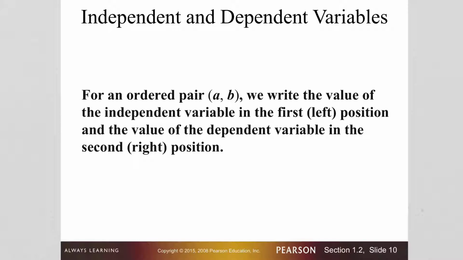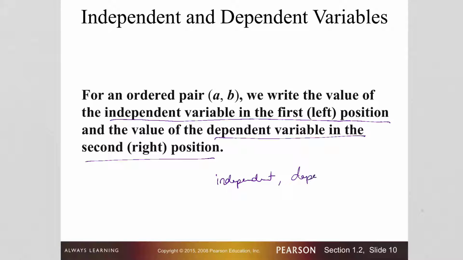Okay, so this is just reiterating what I've been saying. Your independent comes first. Independent variable is in the left position. The value of the dependent variable is in the right position. So it goes independent, dependent. That's the way it goes in an ordered pair.